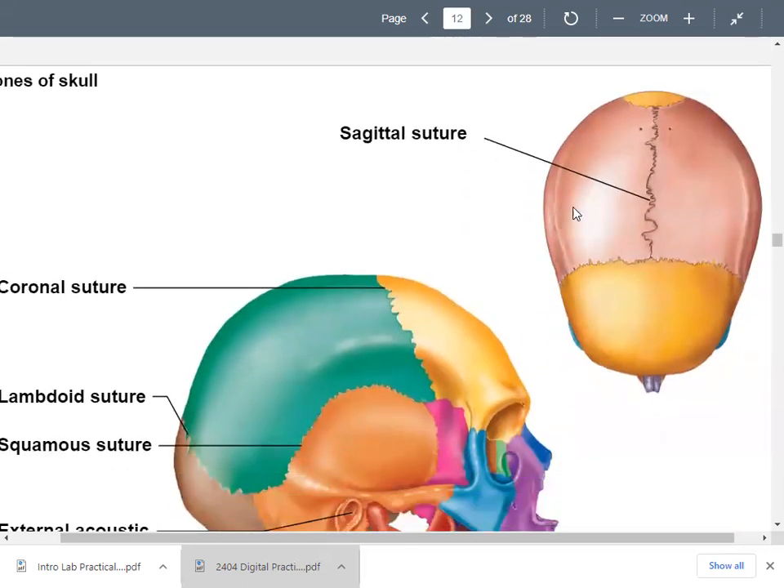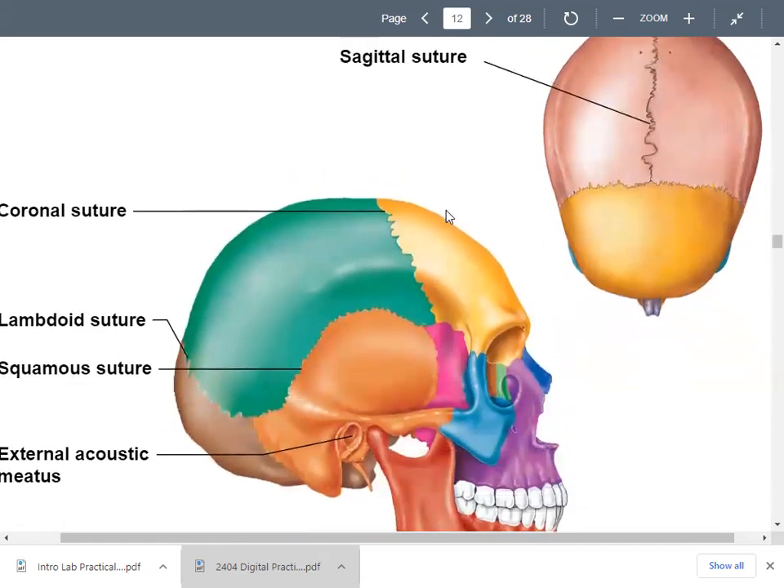All right. Look at sutures. Going across the top of the skull here, this one is sagittal because it's a sagittal plane, right? This one right here is the coronal or frontal suture. The coronal suture separates the frontal bone from the parietal bone. The sagittal suture just separates the two parietal bones.